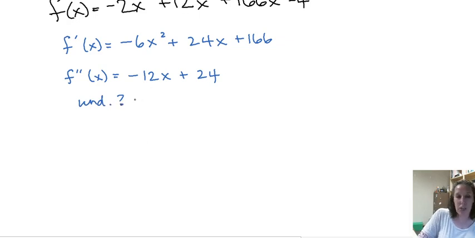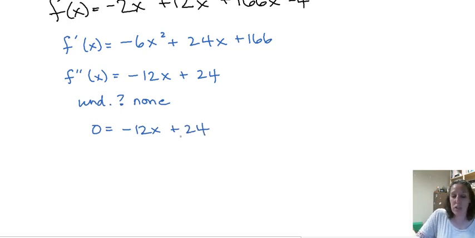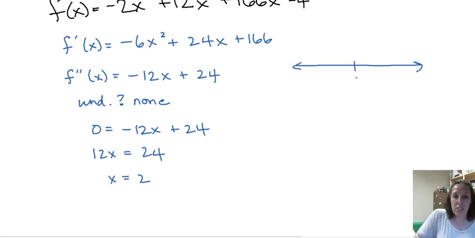So we've got a polynomial here. Polynomials are never undefined. So the only possible point of inflection, the only critical value for our second derivative, is going to be when that second derivative is equal to 0. So we'll add 12x to both sides and divide by 12, and we get that x is equal to 2. And this is a polynomial, so our domain is all real numbers. So the only place where our function could change concavity is at that point at x equal 2.